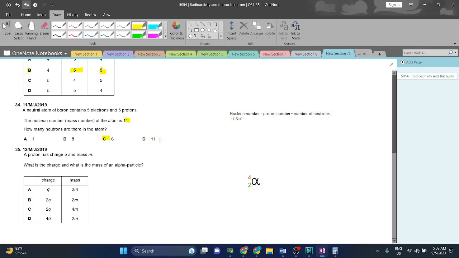So yeah. Question 35. A proton has charge Q and mass m. What is the charge and what is the mass of an alpha particle? The alpha particle contains two protons and two neutrons. So the mass will be 4m, and since only the protons contain charge, the charge will be 2q. So the answer will be C, and that comprises these five questions.